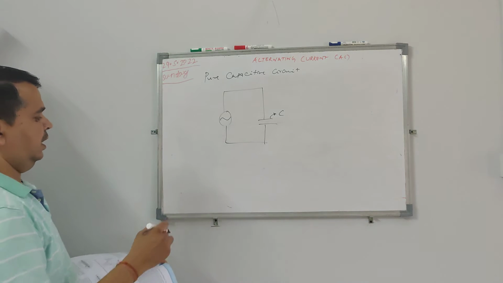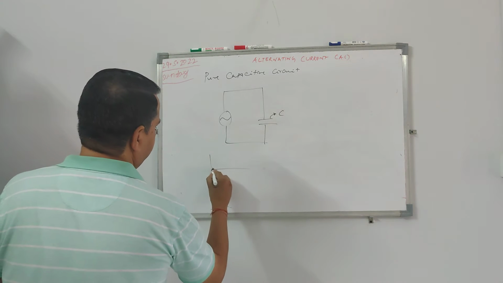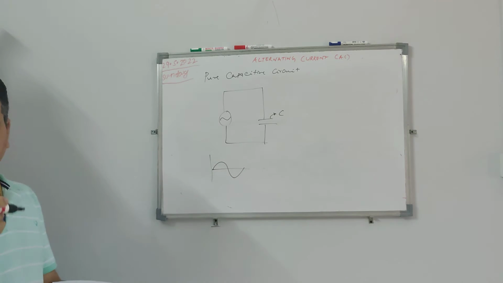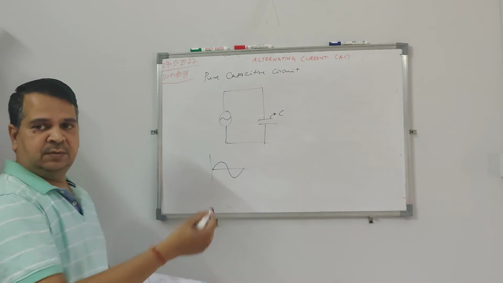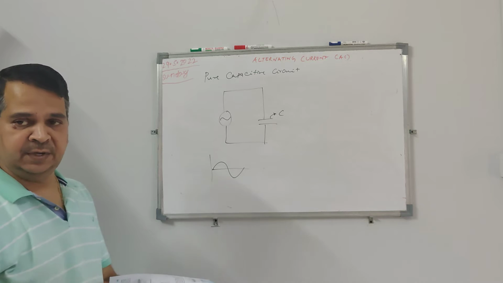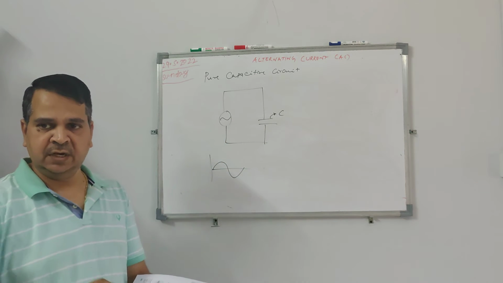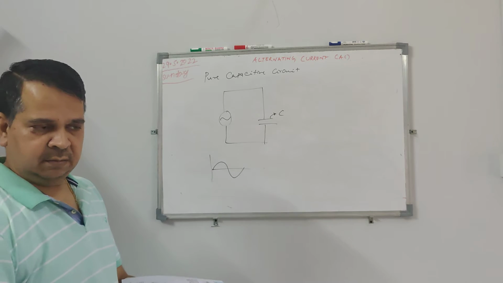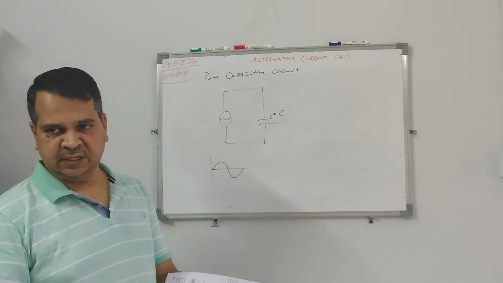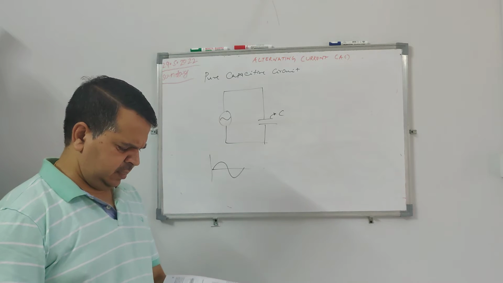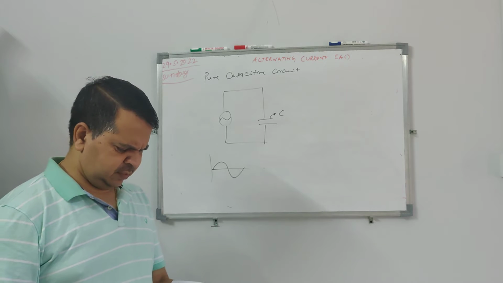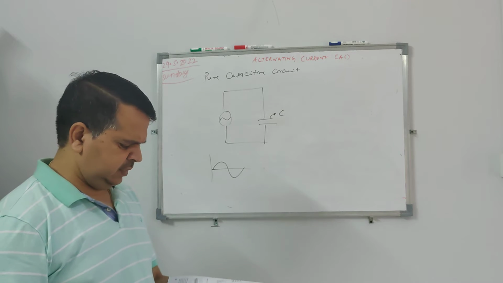My current is sometimes positive, sometimes negative. When this happens, my capacitor will also be charged and discharged like that. So in AC the capacitor gets charged and discharged, and that happens in AC.